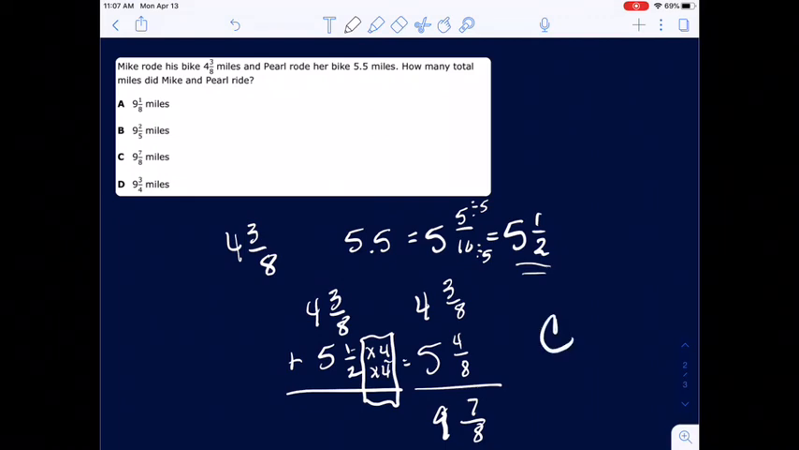I have made sure my answer is in simplest form, and my answer is one of the answer choices, and my answer makes sense. If I think about Mike's number of miles, he rode almost 4 1/2, and if I think about Pearl's number of miles, she rode 5 1/2. If I combine 4 1/2 and 5 1/2, I would be at 10 miles. So I know their combined total should be very close to 10 miles, and C is very close to 10 miles. So even using estimation, I know that my answer makes sense.